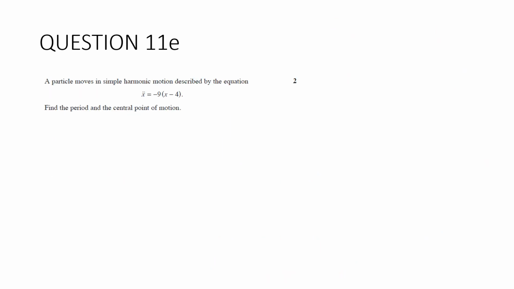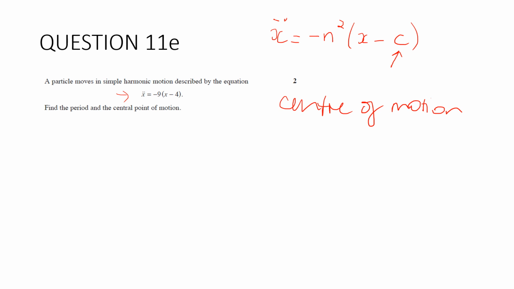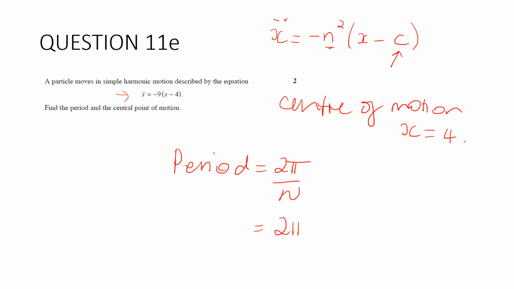11e. A particle moves in simple harmonic motion described by this equation. Find the period and central point of the motion. So we know that the formula for simple harmonic motion is acceleration is equal to negative n squared (x minus c). That is the centre of the motion. So the centre of the motion in this case is x is equal to 4. And we know the period is equal to 2 pi on n. And in this case, n is 3. So our period is 2 pi on 3. It's a nice easy question.